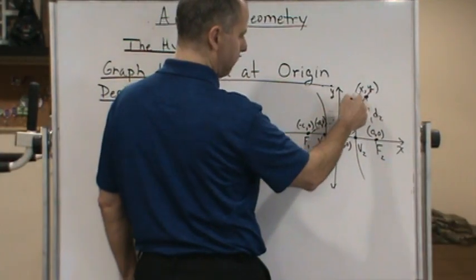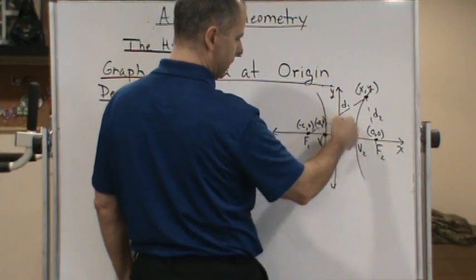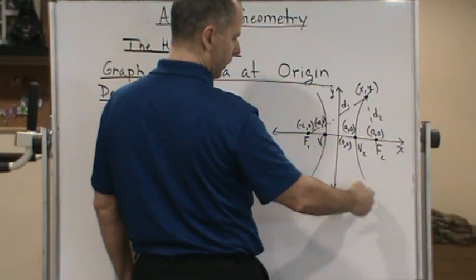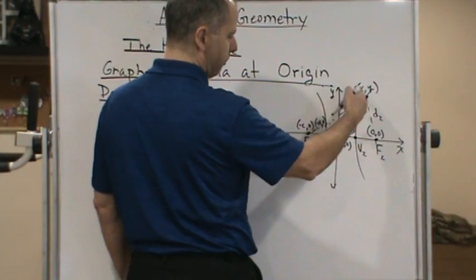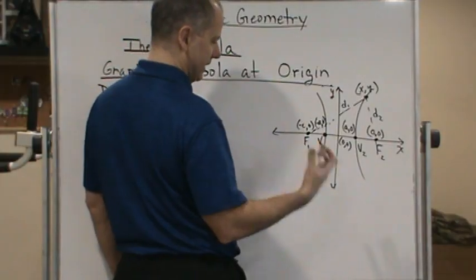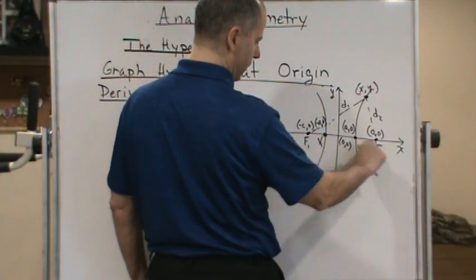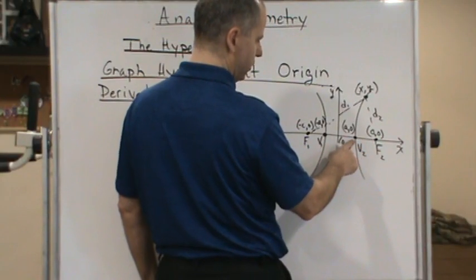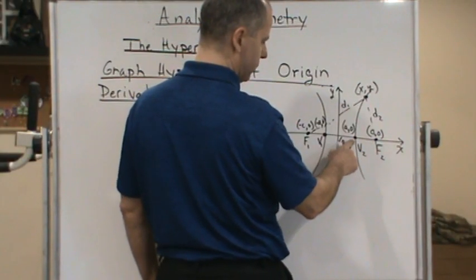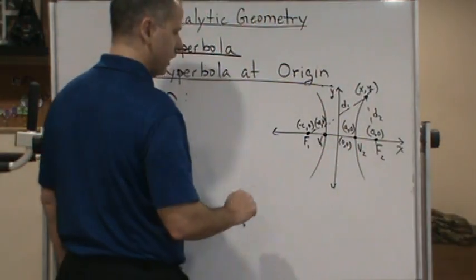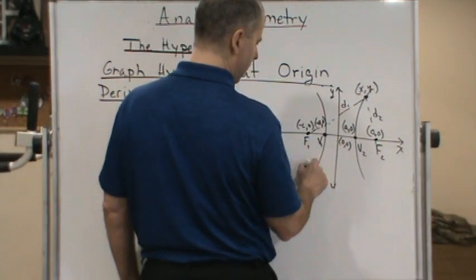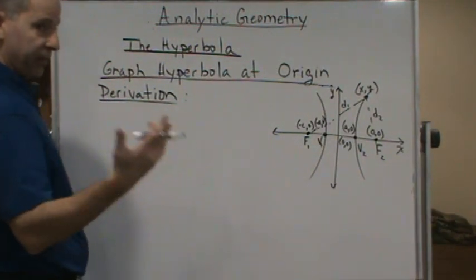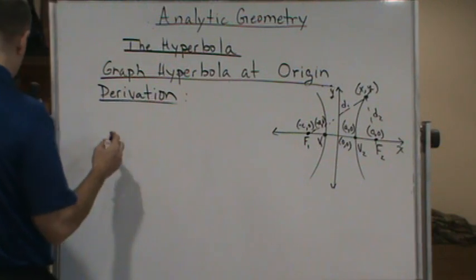Because we know that for any point along the graph, if we take the difference in the distances, it's going to be the same. It's going to be some positive constant. So it should be true, and it's also true along the x-axis. So we'll just make V2 a point on the graph. So let's use V2. The distance from F1 to V2 and the distance from F2 to V2, that difference will equal the same constant. So let's figure out what that constant is.